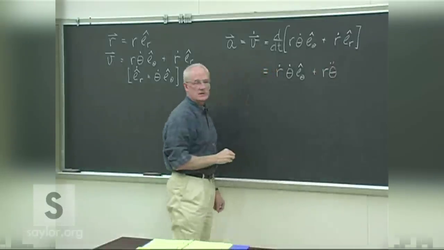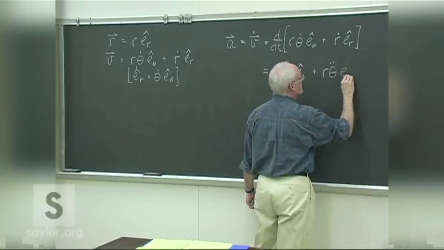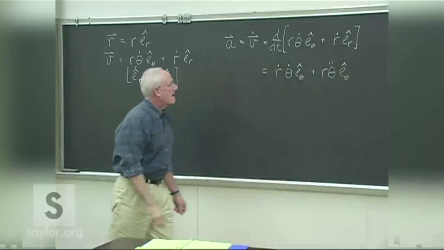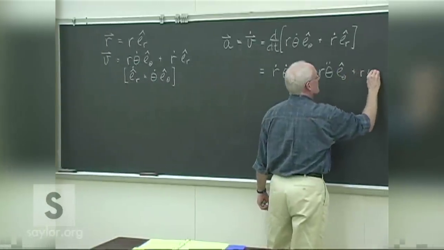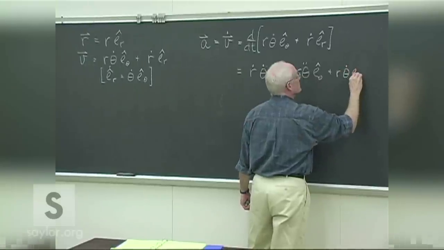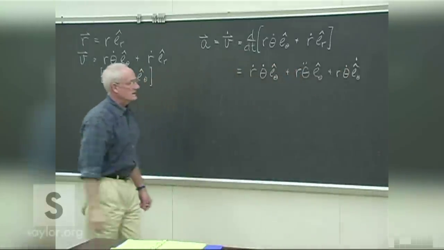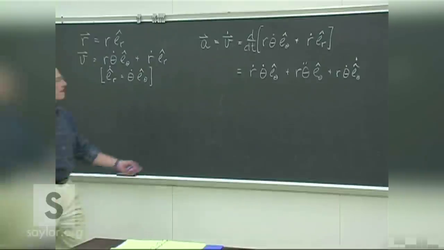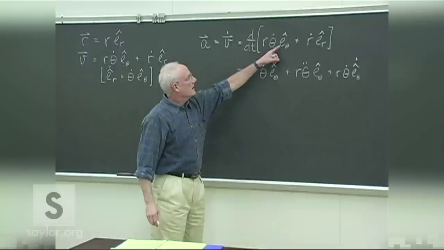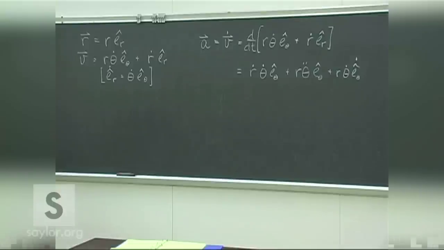So it's theta double dot. We'll leave the third one alone. And leave the first two alone and do the time rate of change on the last of the three. That look right for the chain rule on that first part? r theta dot e theta dot. I didn't miss anything? Looks okay?